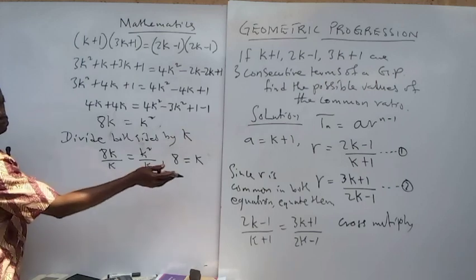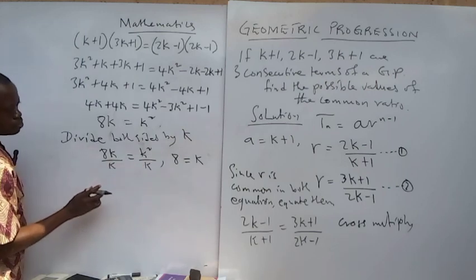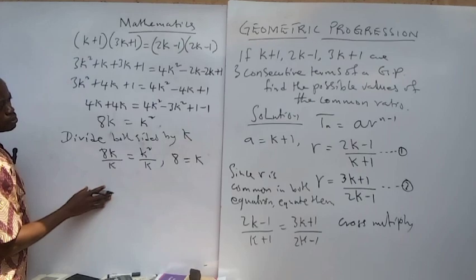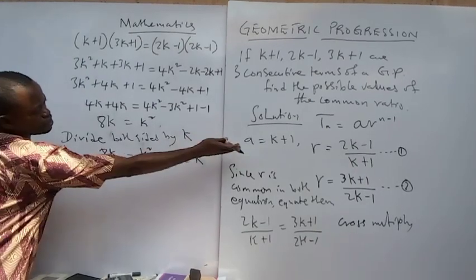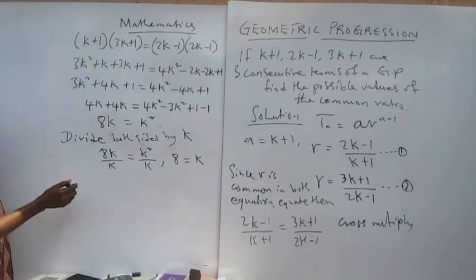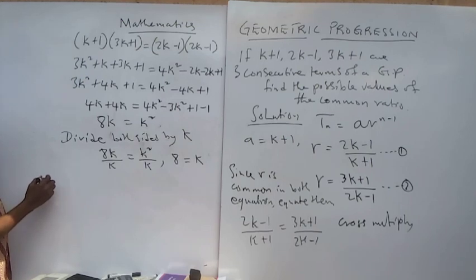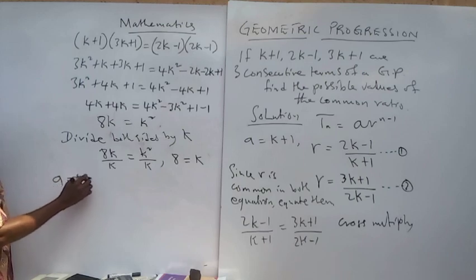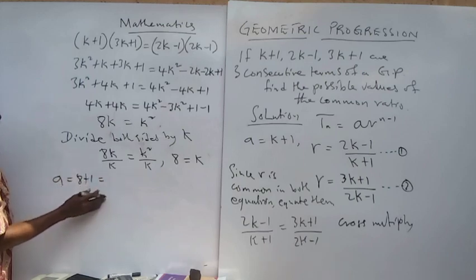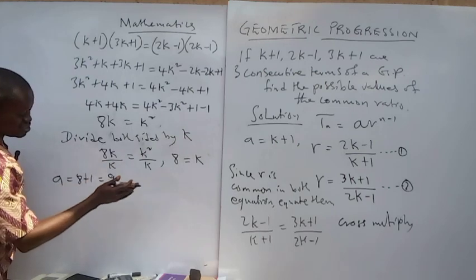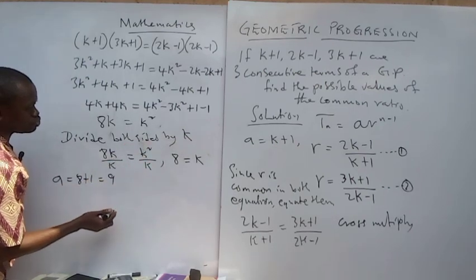Now, can we go back to equation, either equation 1 or 2, to get, so if k is 8, what is the first term from here? So it then means that if k is equals to 8, it then means a is equals to 8 plus 1. That will give us 9. But that is not what they ask. So they say find two possible values of the common ratio.